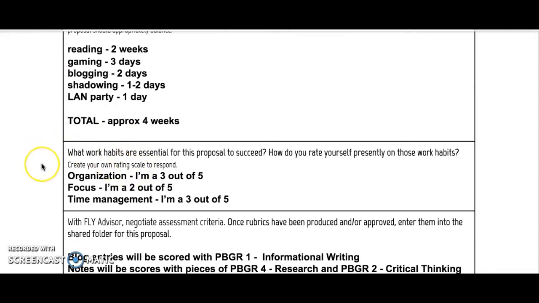What work habits are essential for Clark to succeed with this proposal? Well, he rates himself a 3 out of 5 on organization, a 2 out of 5 on focus. Ooh, he's really going to have to work on that. And a 3 out of 5 in time management. So hopefully by the time the project is over, he rates himself as a little bit better for those work habits as he goes through.